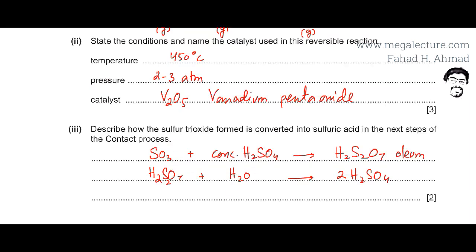SO3 is not directly mixed with water because the reaction is explosive. So instead, concentrated sulfuric acid is first used to dissolve it and form oleum. Oleum is then diluted with water to form sulfuric acid.